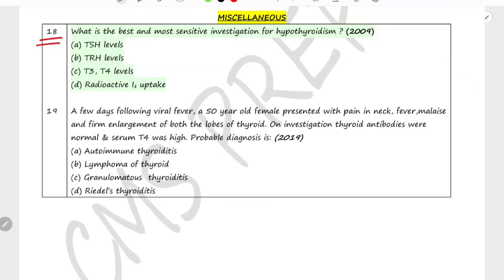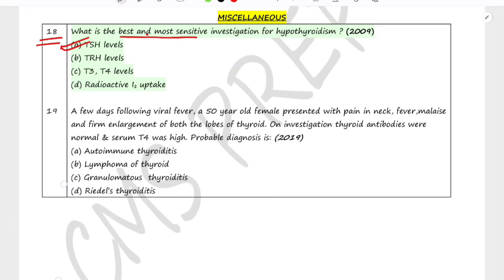Now question number 18. Which is the best and the most sensitive investigation for hypothyroidism? So this is a very easy question. The best and the most sensitive investigation for hypothyroidism is TSH level. It is the most sensitive and earliest marker for hypothyroidism. When thyroid hormone levels drop, the pituitary releases more TSH to stimulate the thyroid, which leads to elevated TSH. It is usually the first test to diagnose hypothyroidism.